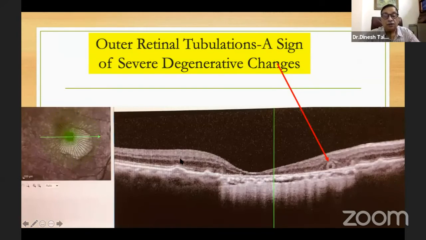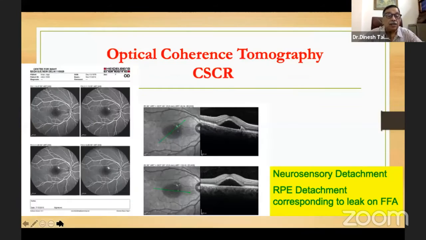Now you have a patient and he has some cystic cavities, or so-called cystic cavities. But look carefully, this is not a cyst because of activity. This is an outer retinal tubulation. This is basically the RPE forming this kind of a wheel around, and there's a central area of fluid. This is a sign of a severe degenerative change, not an indication for treatment. So this is the other important thing that you need to know about.